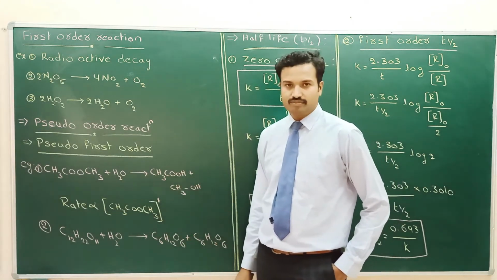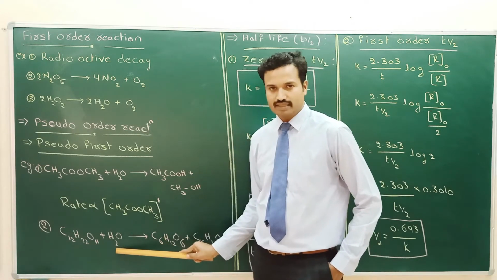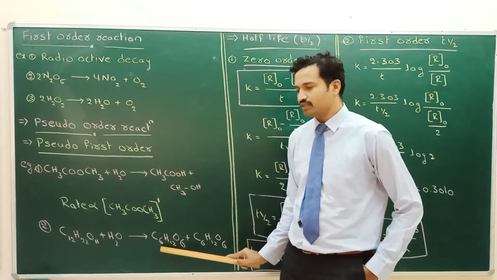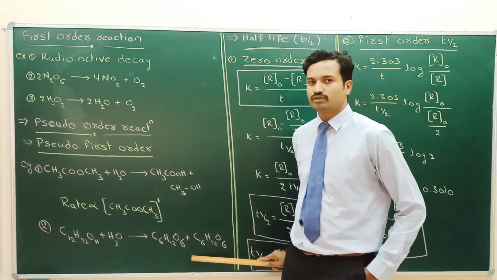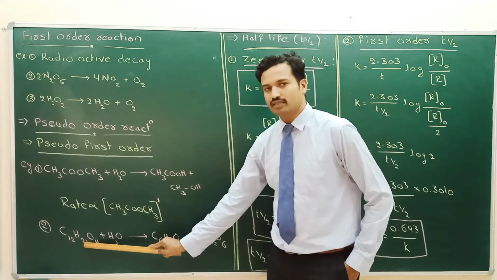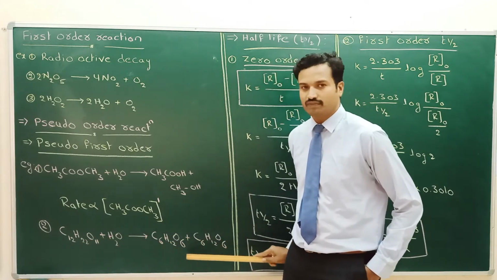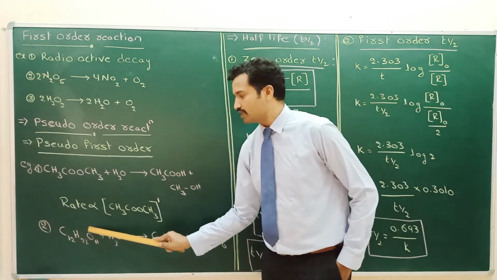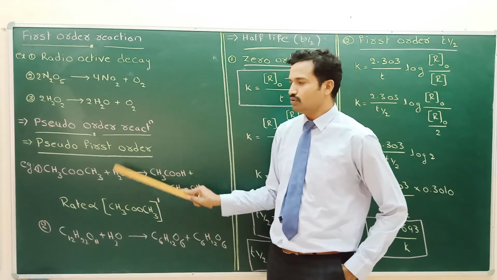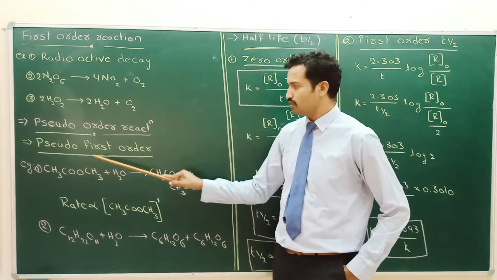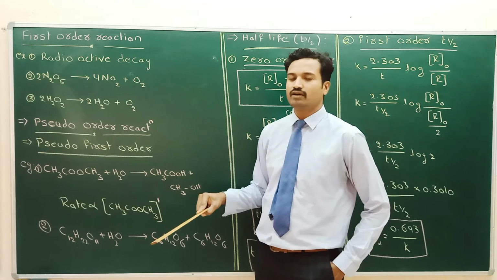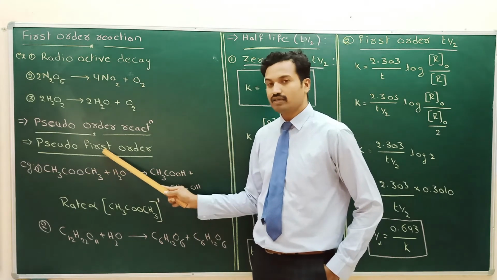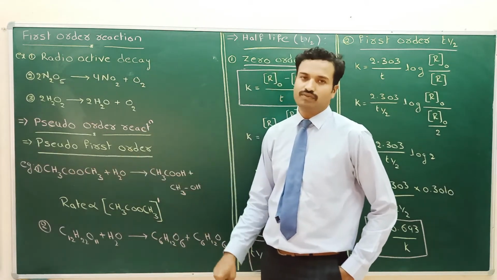Next example: sucrose hydrolysis to give glucose and fructose. Aldose, ketose. Aldehyde functional group means glucose. Ketone functional group means fructose. In sucrose hydrolysis to give glucose and fructose, the rate of reaction is influenced by only the concentration of sucrose. This is about pseudo order reaction. In a pseudo first order reaction, the order of reaction theoretically may be 2, but experimentally it is 1. Such reactions are called pseudo first order reactions.